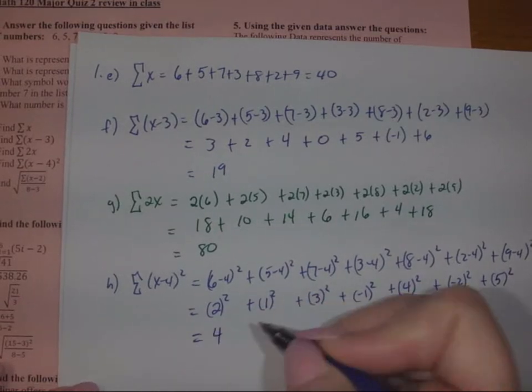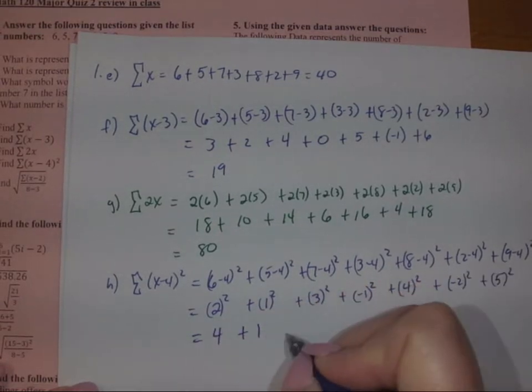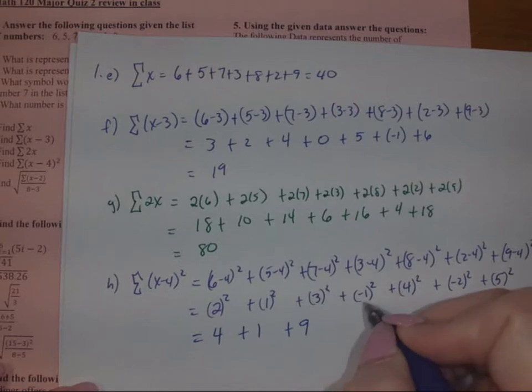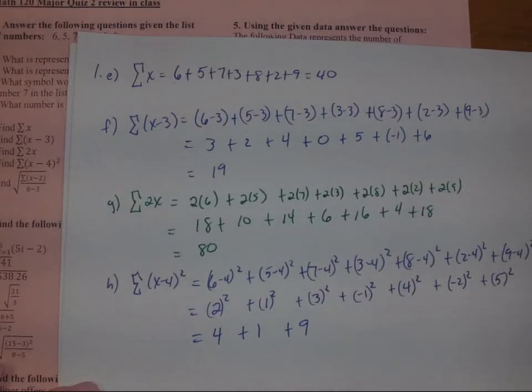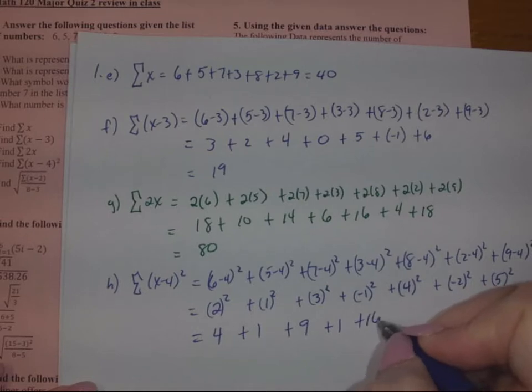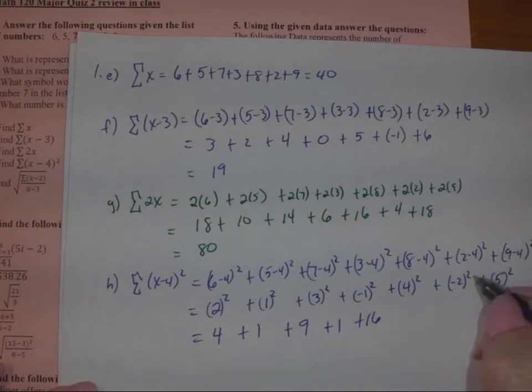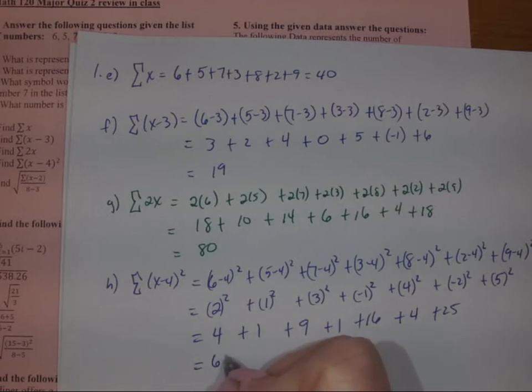So 2 squared is 4. 1 squared is 1, 3 squared is 9, negative 1 squared is negative 1 times negative 1. That'll get us positive 1. 4 squared is 16. Negative 2 squared is negative 2 times negative 2, so it'll be positive 4. And 5 squared is 25. Now when we add all of these together, we should find that our answer is equal to 60.